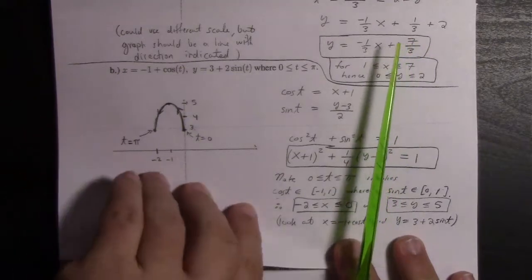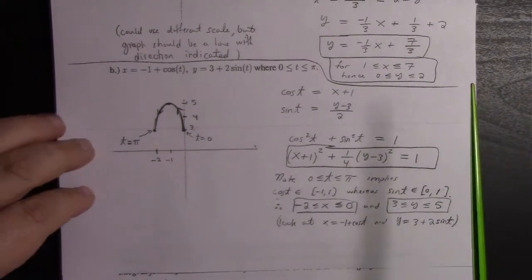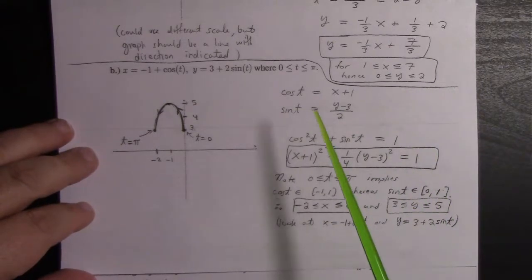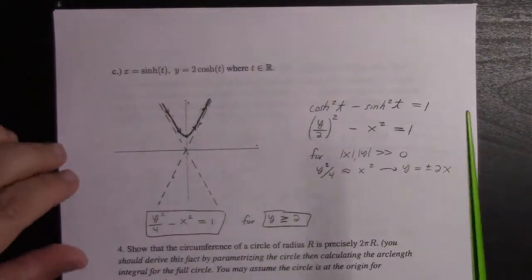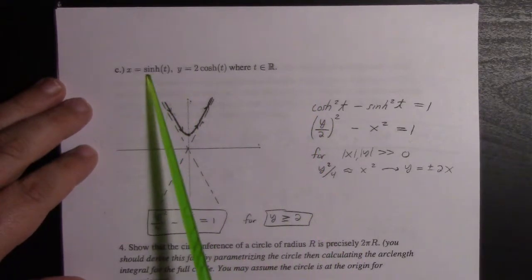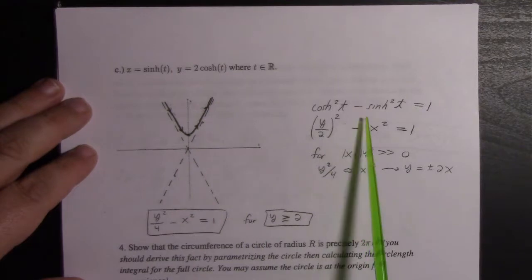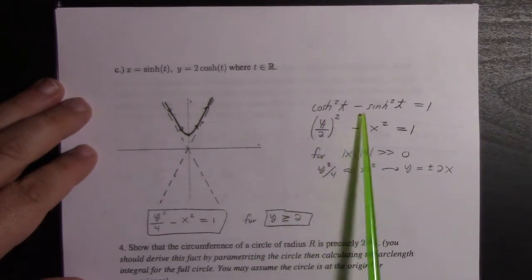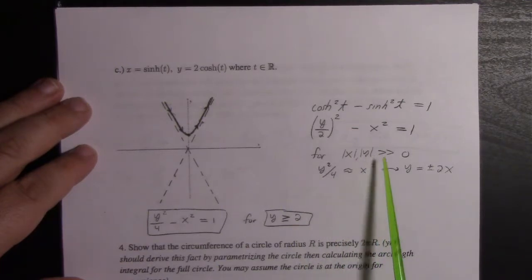So there it is. If I do ask you to plot something for a parametric curve, it's probably going to be a line segment or an ellipse or a circle or a hyperbola most likely. So next up, I asked the class to plot the parametrized curve x equals sinh t, y equals 2 cosh t, which is, again, going to be a hyperbola as it happens here. And you can see what happens.